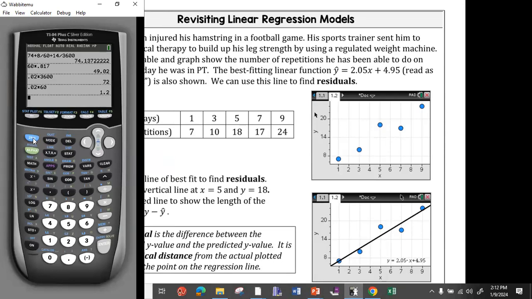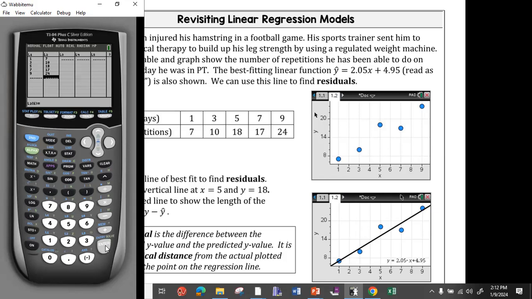So in our calculator, I'm going to reset it here. Second plus 7, 1, 2. Hopefully we're all good there. I'm going to go to stat, edit. I'm going to input the values. So my X's are 1, 3, 5, 7, and 9. My Y's are going to go in my L2, and we have 7, 10, 18, 17, 24. Do you all remember doing this? Feeling okay with it? All right.